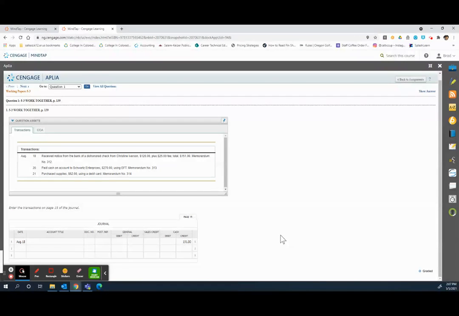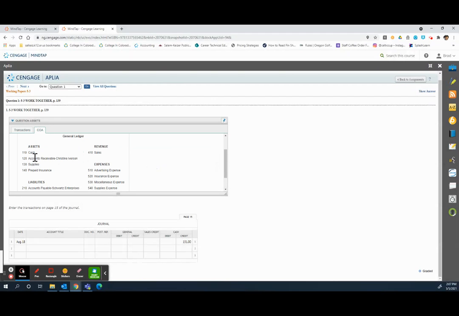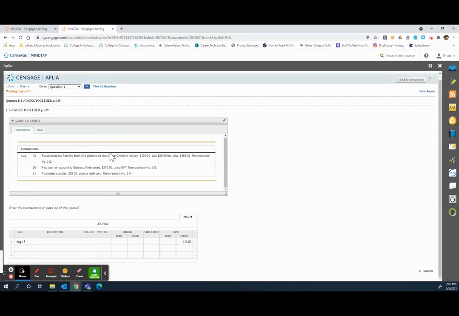The other account that we're dealing with is accounts receivable, Christine Iverson. If we check our chart of accounts, we have this here. Earlier, Christine Iverson had received goods or services from us, and that's why she owed us $126. Now what we need to do is charge her again for that $126 plus the $25 fee that the bank is charging us. We're going to pass along that fee to her.